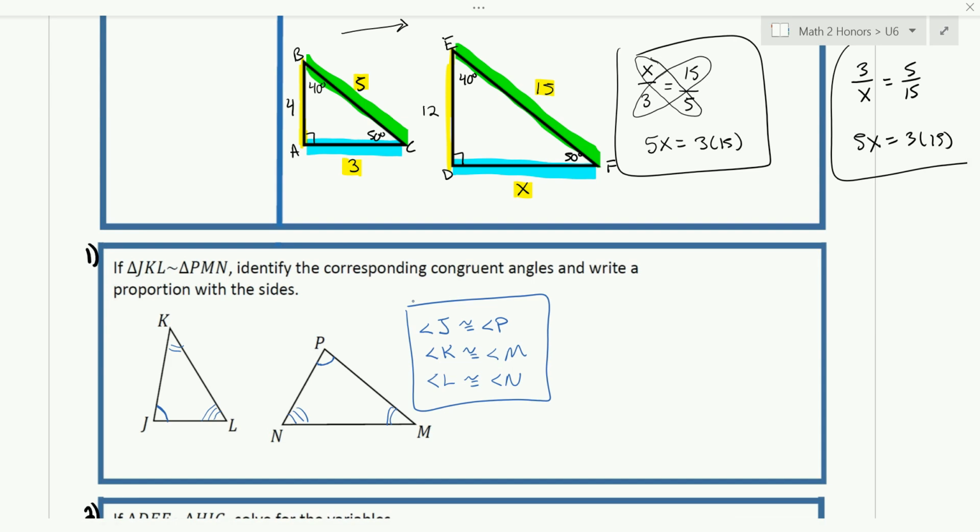We get not congruent, but we get proportionality. So JK, that length, over which length in the second triangle? Let's do corresponding in this case. PM is going to be the same. That fraction will reduce to the same fraction as KL over what?